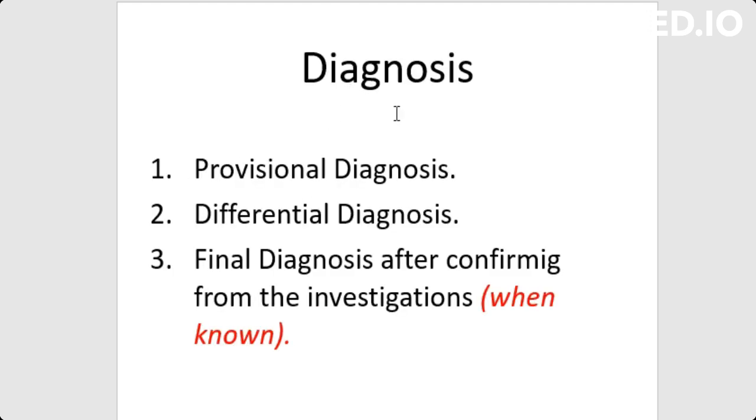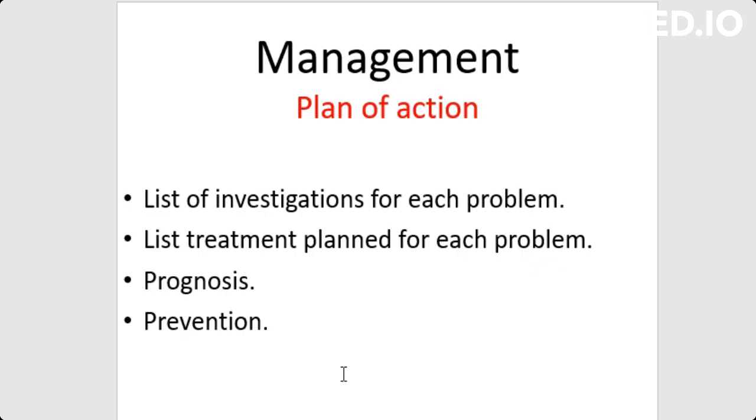From your examination, you need to collect your findings from your history and your examination and formulate a provisional diagnosis. What you are thinking might be wrong with the patient. What kind of disease is it? That is a provisional diagnosis. Then from there, you need to formulate a differential diagnosis, other diseases which present like your case. And lastly, after doing your investigations, you are going to confirm and formulate a final diagnosis.